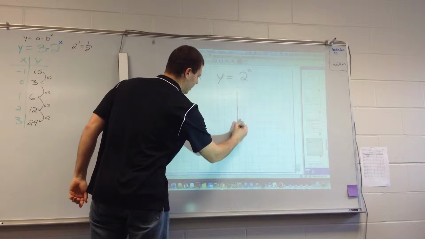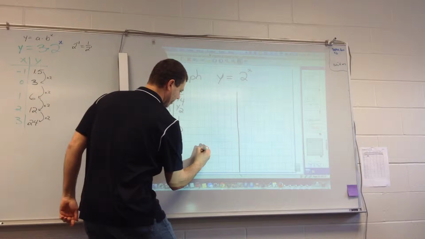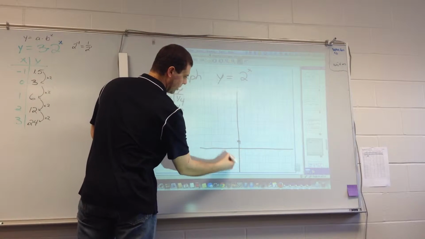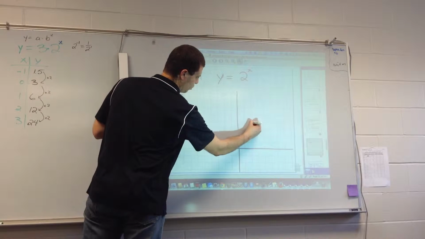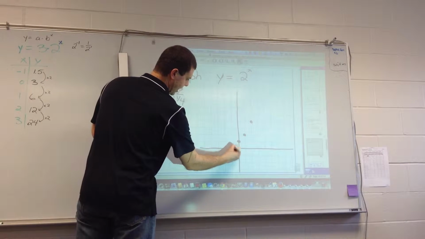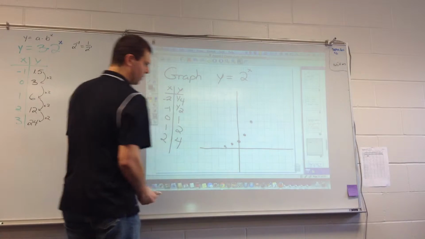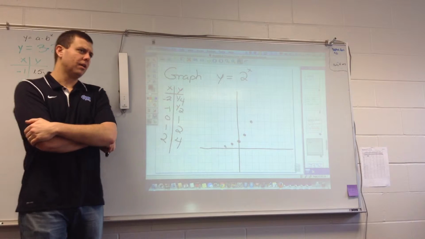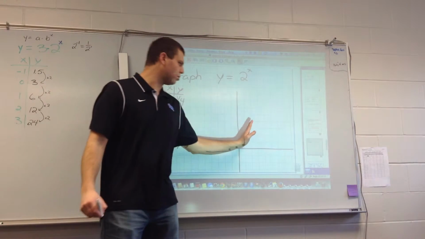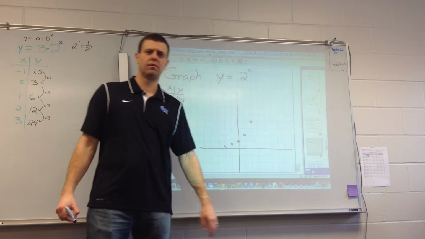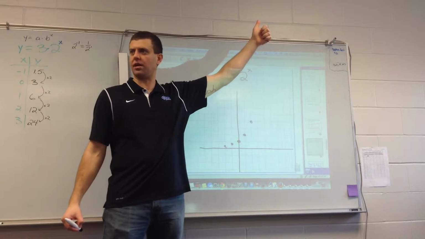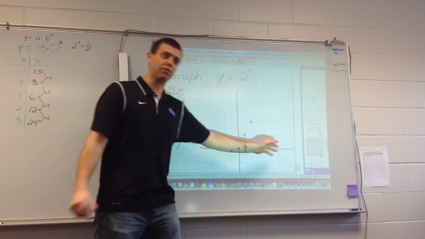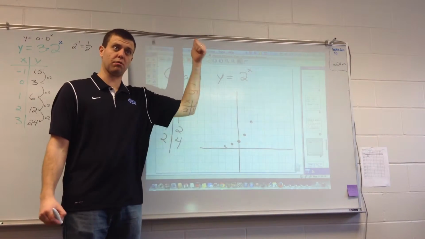So I'll go ahead and draw a quick little graph. 0, 1, 1, 2, 2, 4, -1/2, -2, 1/4. All right? So I got these points plotted. What's going to continue happening to the graph as I move to the right? Get up fast, right? Increase really fast. 3 would be 8, 4 would be 16, 5 would be 32, and so on. Get real big real fast.